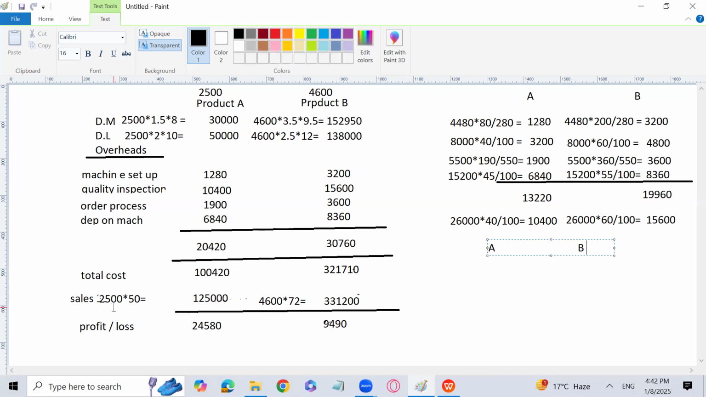Because of the 2,500 units, we were selling 2,000 units for $50 and 500 for $8 previously, because they were returned, rejected, damaged, whatever you can say. And for product B, 4,000 at the rate of 72 and 600 at the rate of 8. But now we can sell 4,600, all of them at 72, and 2,500, all of them at 50.